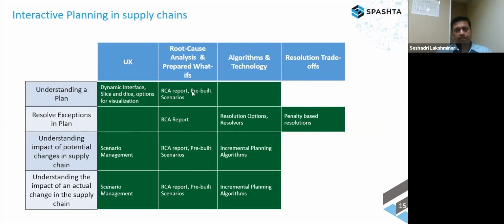And what happens here is, you typically would start with the root cause analysis report. You'll see exceptions, you'll see what is causing them. But then you will pretty quickly get into resolution mechanisms. How do I resolve an exception?